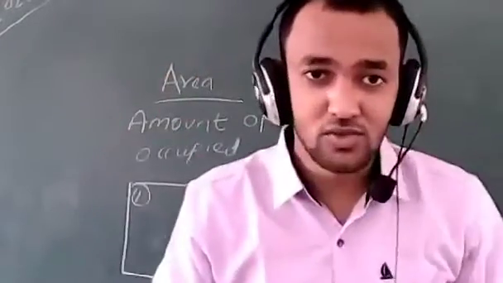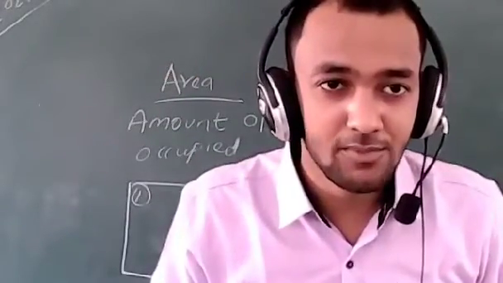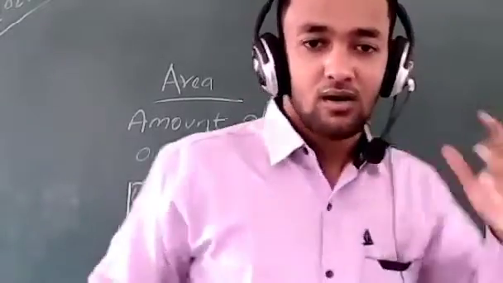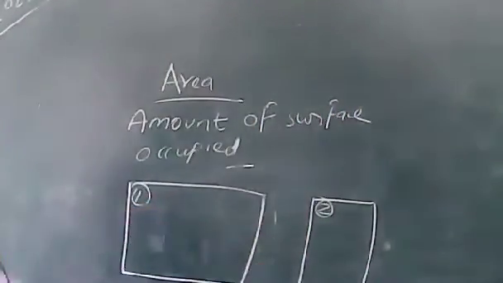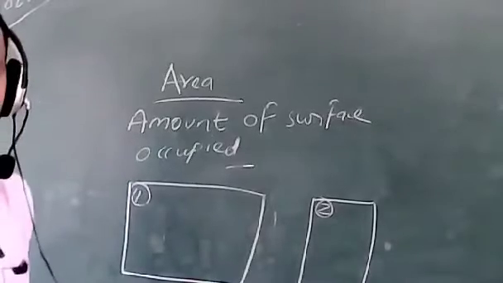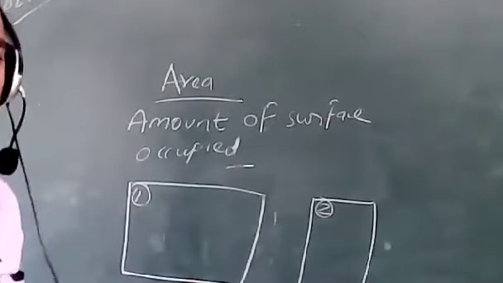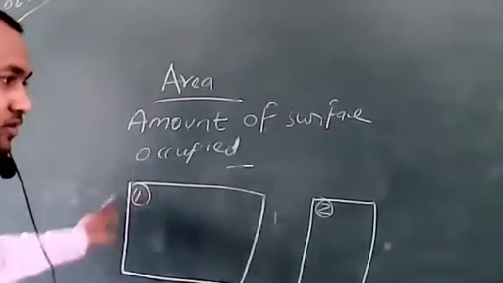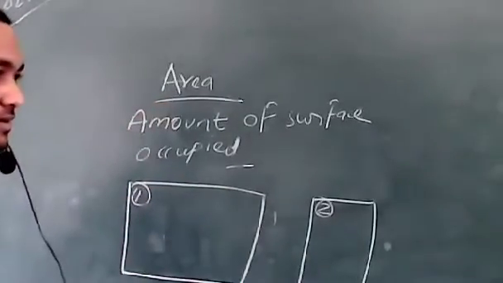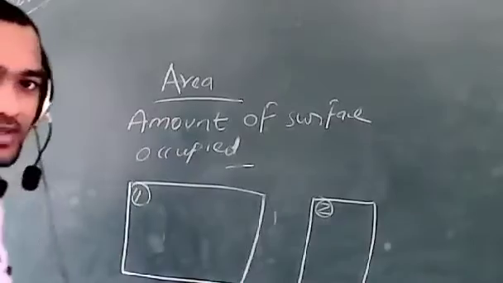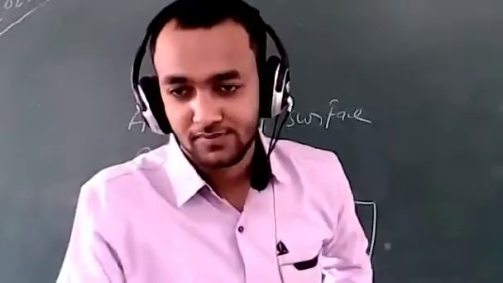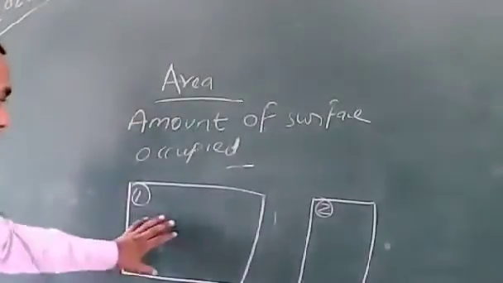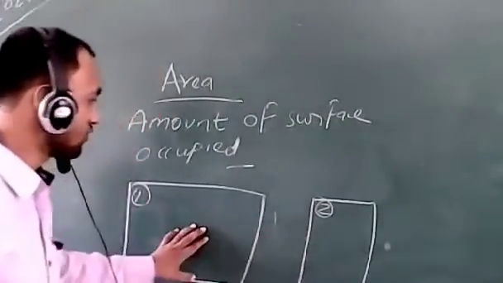Okay. Let me ask a question to Abhishek. Yes, Abhishek. Which one is bigger, one or two? Sir, one. So how can you conclude one is bigger on the basis of? Area and measurement. Very good, Abhishek. So we conclude which one is bigger and which one is smaller on the basis of area.